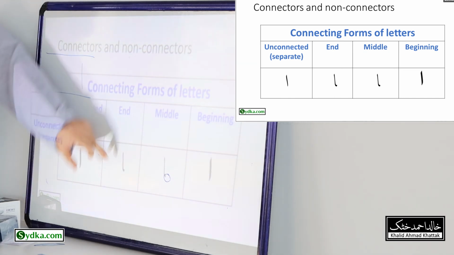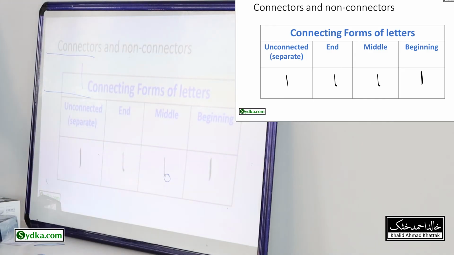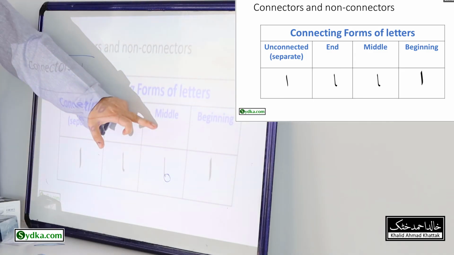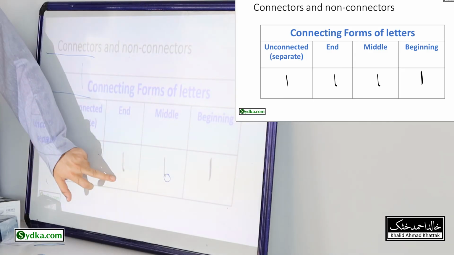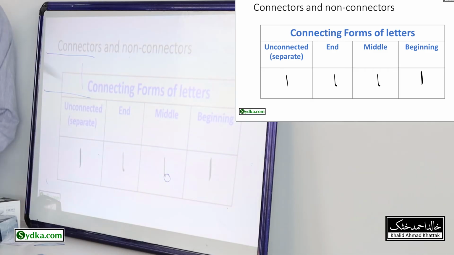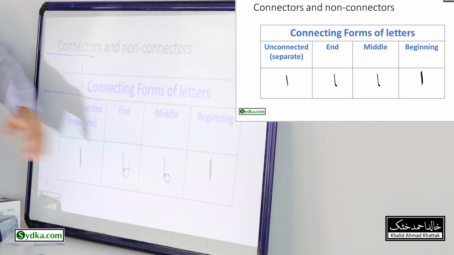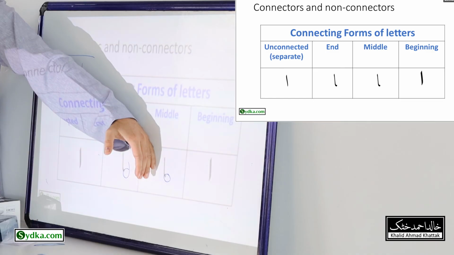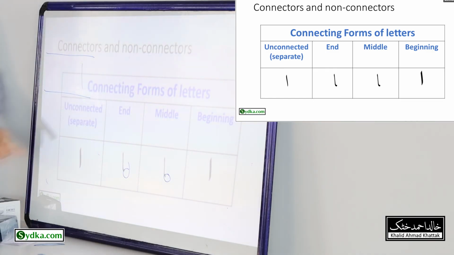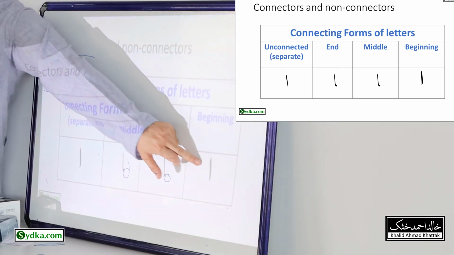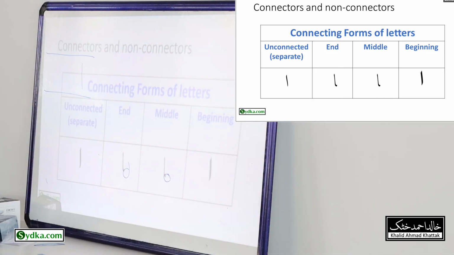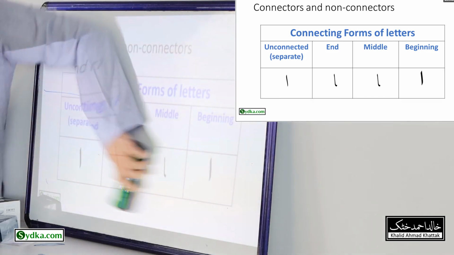If you see at the end, normally the non-connecting letters have the same middle and end, the way of writing. So you can see here, this one and this one is the same. You can't connect something after it, and here in this case, you can't connect something after it as well. And if it's on its own, it's the same as if it comes in the beginning. Any question? No? It's easy. Let's see.